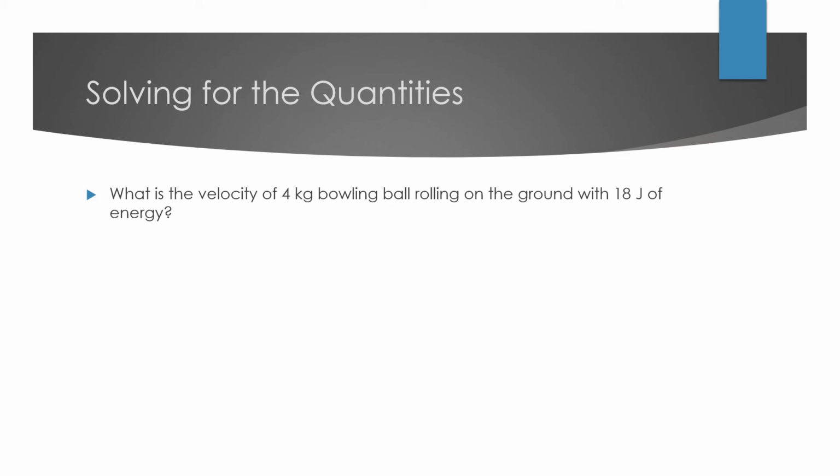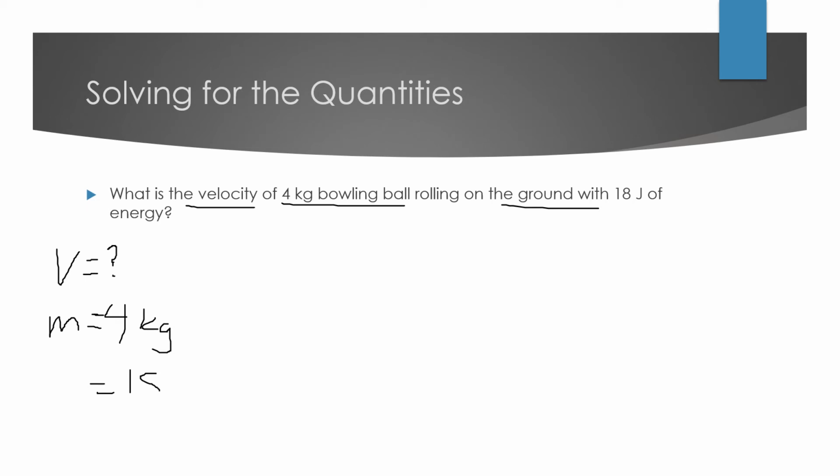What is the velocity? All right, so now we're looking for the velocity. Automatically, because we're looking for the velocity, we know it's not at rest. It's a little bit different. Of a 4-kilogram bowling ball rolling on the ground, well, 4 kilograms is the mass. And we have 18 joules of energy. All right, perfect.